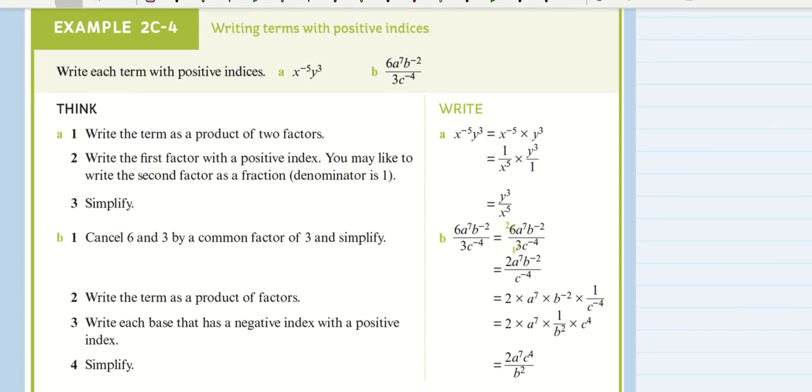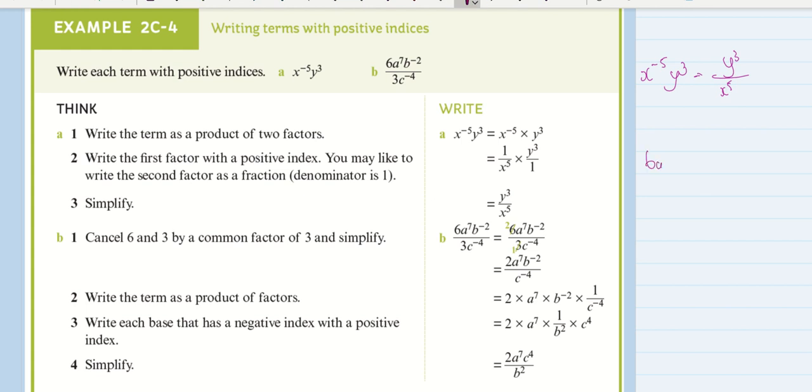Now, when we have a look at this one, we've got x to the power of negative 5, y to the power of 3. So to turn this into a positive indice, we use the fraction sign. So y to the power of 3 stays above the line, but x to the power of 5 goes behind the line, or below the line.